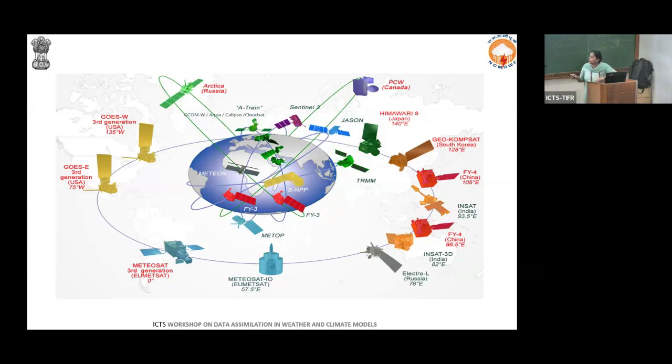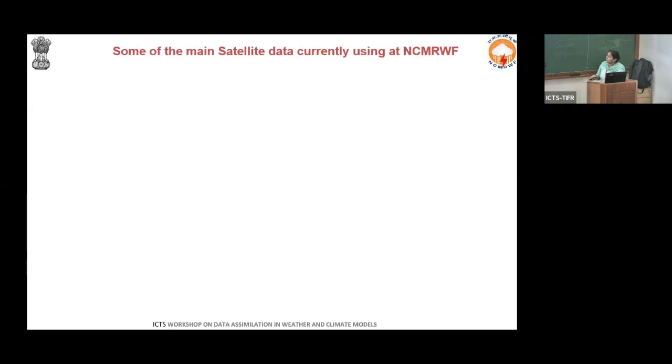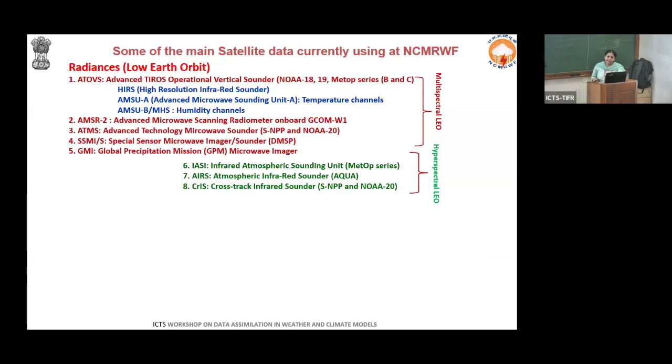If you see, METOP is the European satellite, and FY-3 is the Chinese polar satellite. For the Chinese satellites, the even series are geostationary and the odd series are polar. So FY-4 is the geostationary and FY-3 is the polar satellite. And TRMM is not there now, but instead we have the GPM, and we have all the afternoon train, A-Train satellites in the polar orbit also. So these are some of the main satellites whose instruments we are using at NCMRWF.